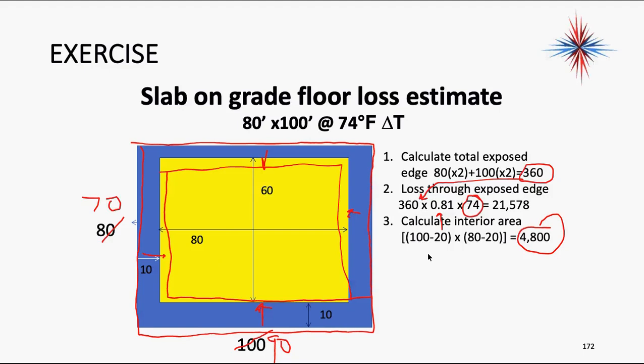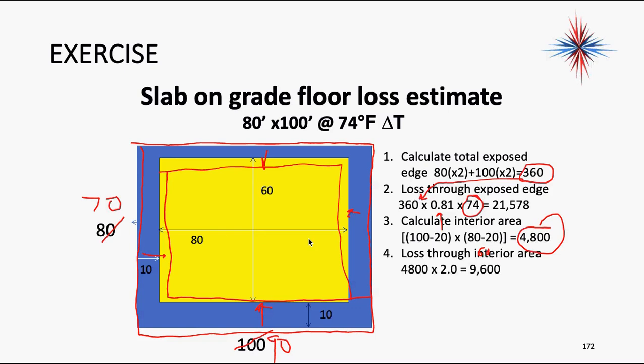Question? 20 from 100 isn't 60. No, but it's 80 from 20. 80 minus 20 is 60, right? Oh, my fault. I'm looking at it wrong. Never mind. You see it? And then the 100 minus 20 is that across. Yeah, I looked at it wrong.